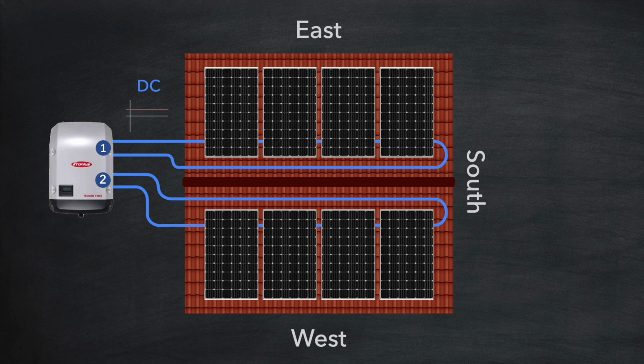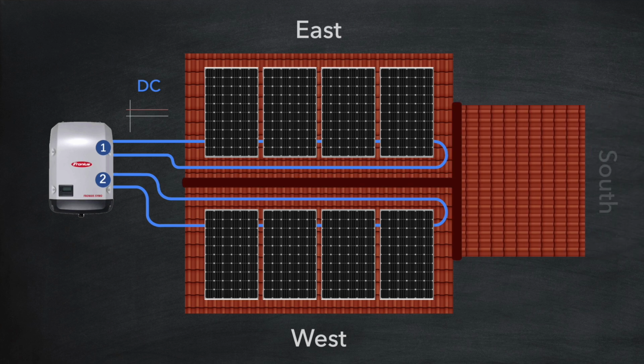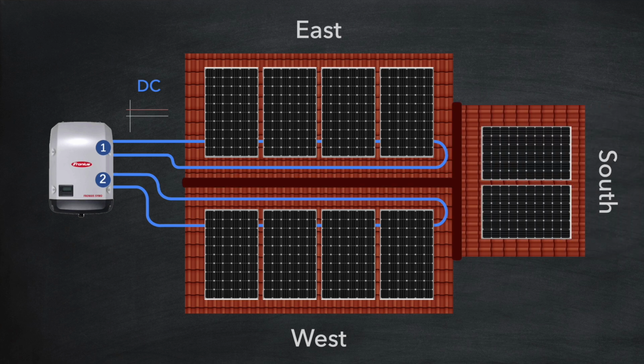But what if we wanted to put a couple of panels on a south-facing roof too? How would we wire them? Well, we could extend string 1 to include the 2 new panels, but this would lead to the same problems as before. The inverter only supports 2 strings, and although some inverters can support 3 strings, they are more expensive.